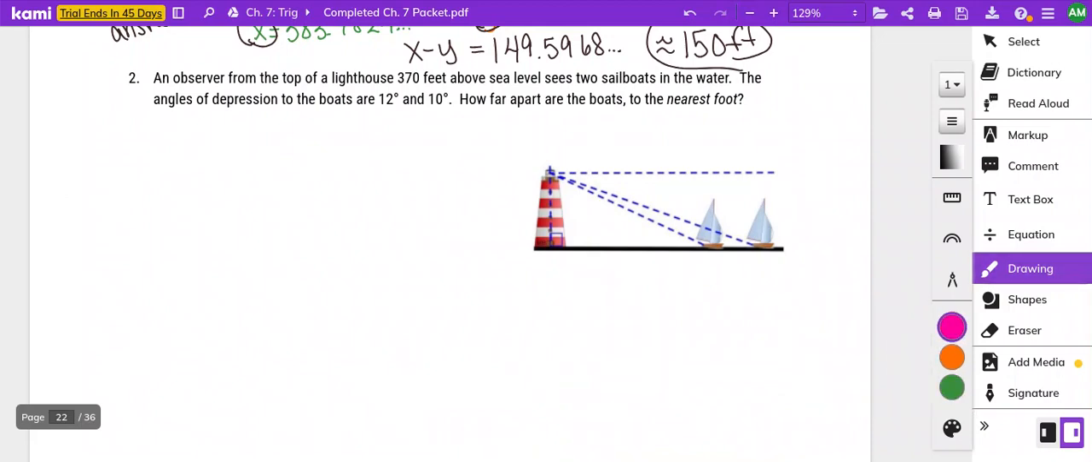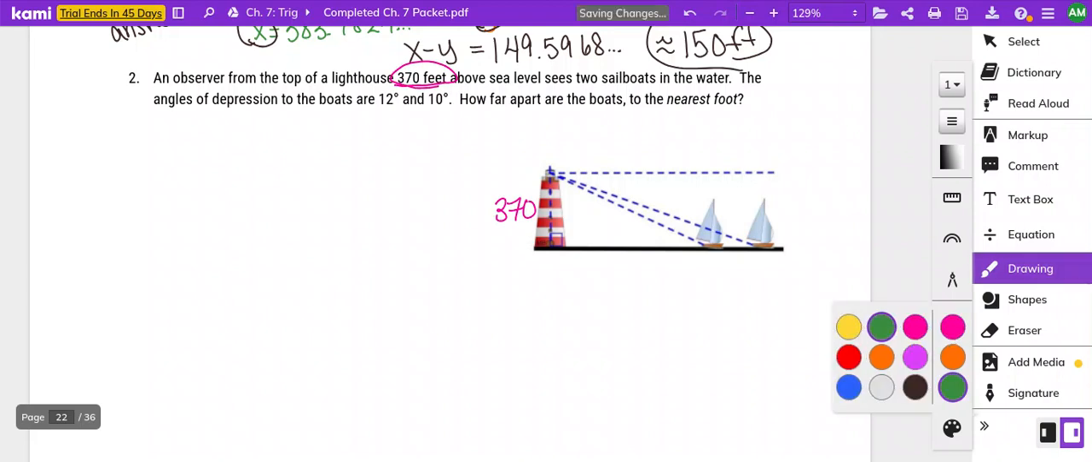Okay, sorry. So an observer from the top of the lighthouse, 350 feet above sea level, or 370 feet. So we're going to put our 370 there. Then it spots two sailboats in the water. The angles of depression to the boats are 12 degrees and 10 degrees. Now you might be asking me which one goes where.